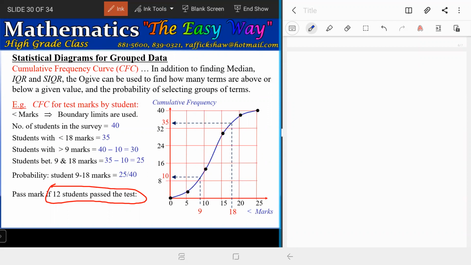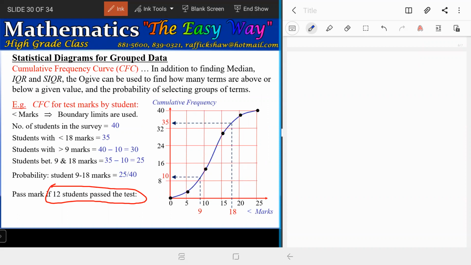If 12 students pass the test, it's the top 12 who pass. So it means that the 28th student failed the test. Agreed? Yes, sir. Because 28 plus 12 is 40. If 12 pass the test out of the 40, then the 28 students below them fail the test. So if you want to pass the test, you have to score more than what the 28th student got, don't you?